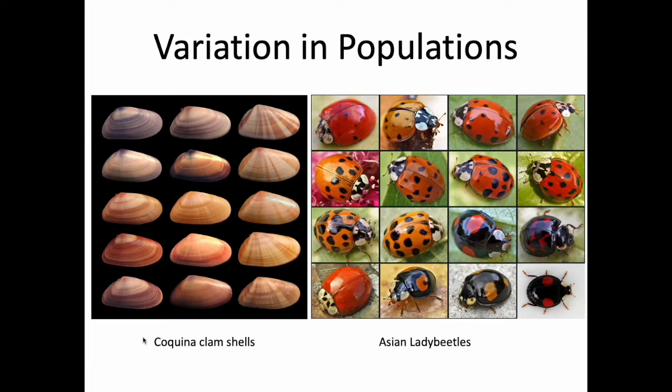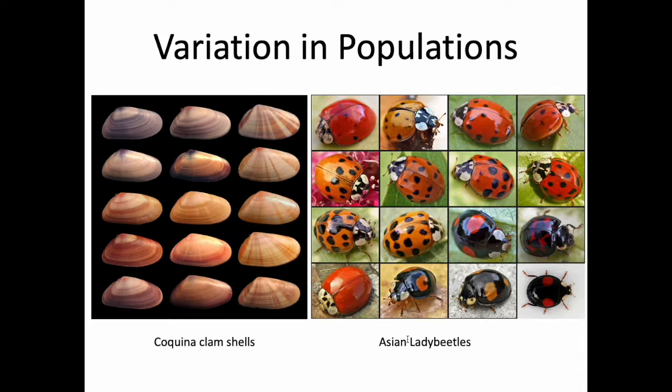Next one, not everyone is the same. Variation exists within populations. Sometimes this variation is very easy to see. These coquina clams, some are very purple and some are more reddish. These are not a bunch of different species. These are all just different individuals within the same population, and there's a lot of variation there.